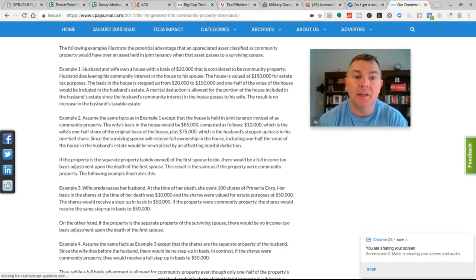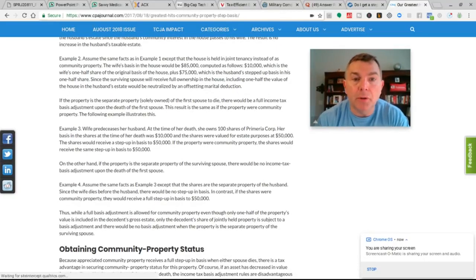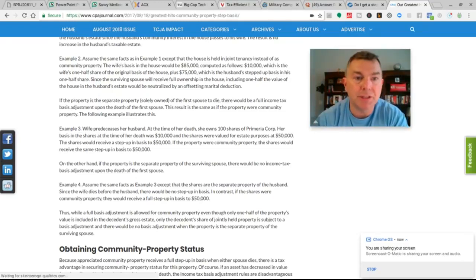Got to kind of start understanding this because it's a huge benefit of the tax code, which I guarantee you've never heard of. Example 3, wife predeceases her husband. At the time of the death, she owns 100 shares of Primaria Corp. Her basis in the share at the time of death was $10,000. And the shares were valued for estate purposes at $50,000 when she died. So her basis is 10. It grew to 50, has a $40,000 net unrealized appreciation. The shares would receive a step up in basis to $50,000 because, again, it's only in her name.